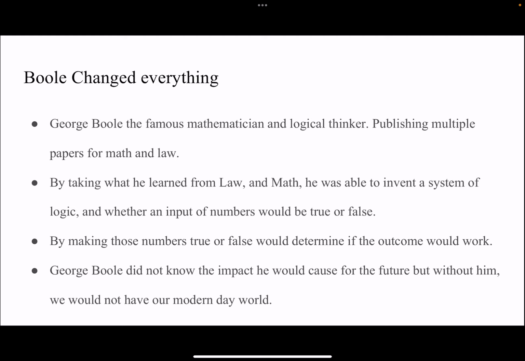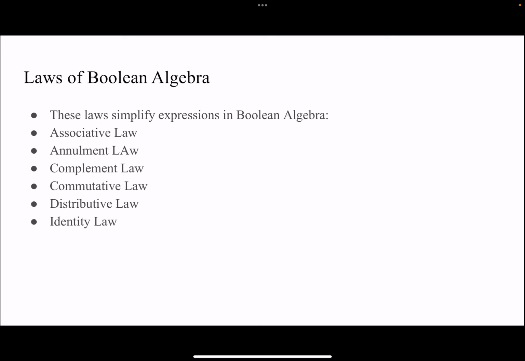Boole changed everything. George Boole, the famous mathematician and logical thinker, published multiple papers for math and law. By taking what he learned from law and math, he was able to invent a system of logic determining whether an input of numbers would be true or false. By making those numbers true or false, it would determine if the outcome would work. George Boole did not know the impact he would cause for the future, but without him we would not have our modern day world.